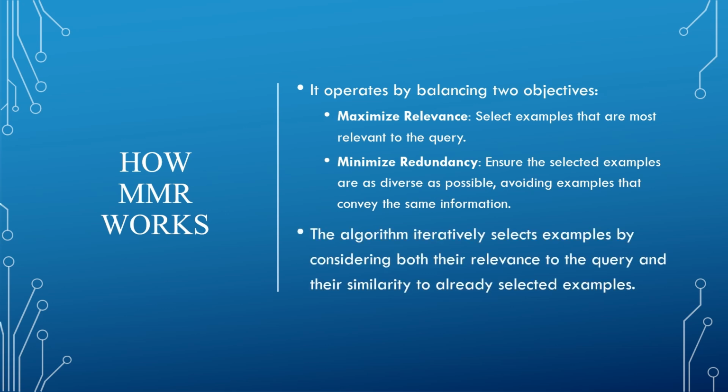The MMR algorithm operates by balancing these two objectives. It iteratively selects examples by considering both their relevance to the query and their similarity to already selected examples. By doing this, MMR ensures that each new example added to the selection is both relevant to the query and distinct from the examples already chosen.